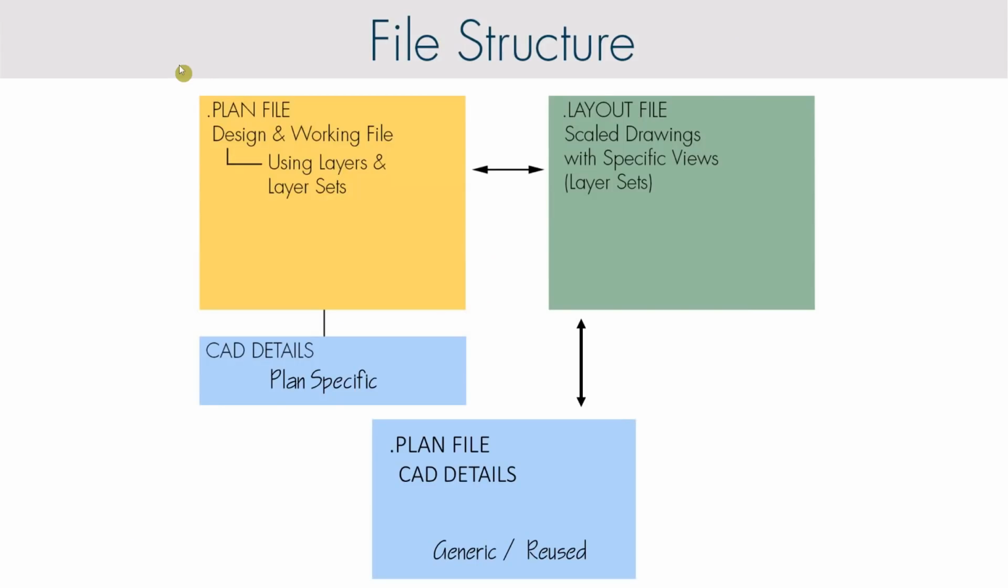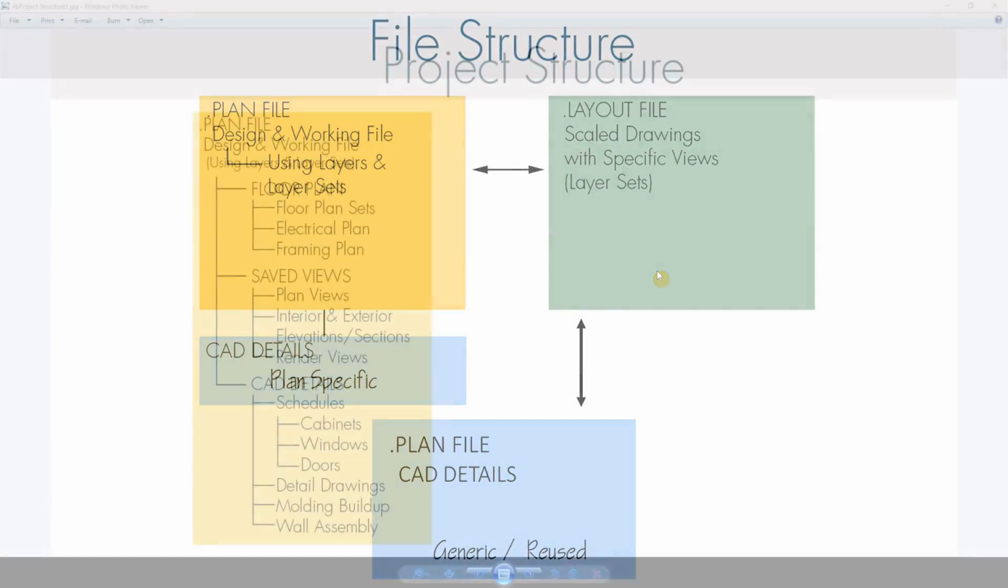Again, the plan file is used to draw my walls, place my windows, and do my framing. CAD details that are plan specific go inside this workspace underneath the plan file, and then my CAD details that are generic and reused are in a separate file for easy management. I send all of those to this layout file that maintains the working drawings that I want for my permit set.